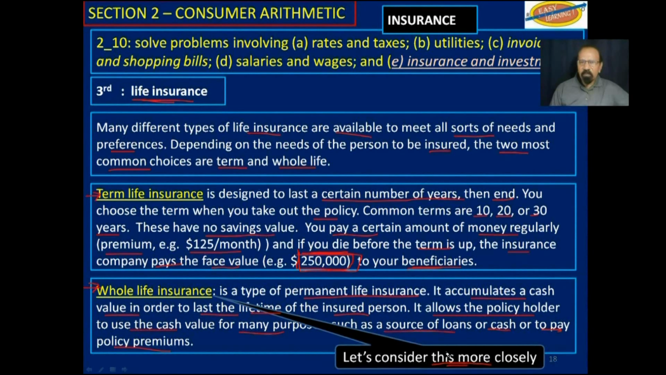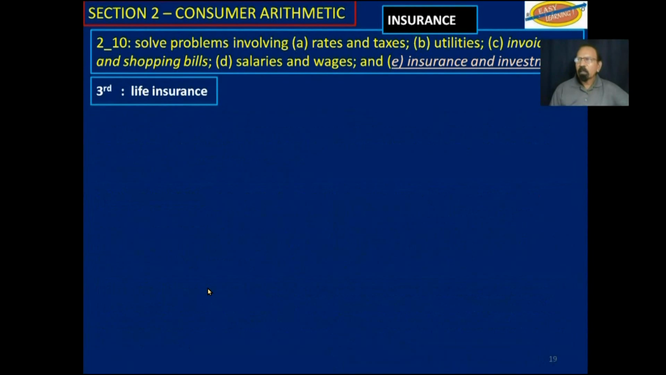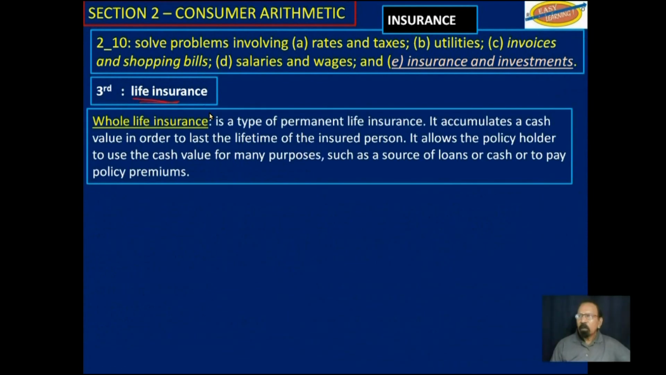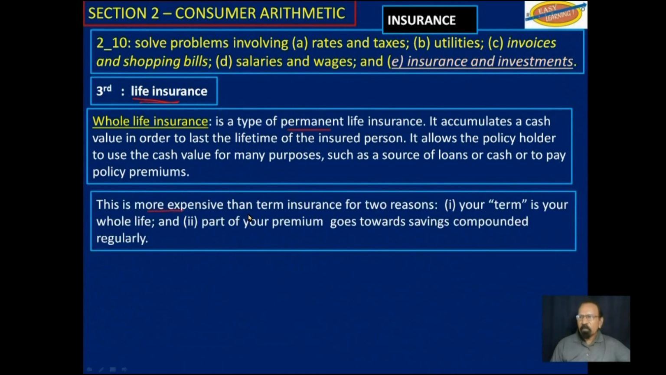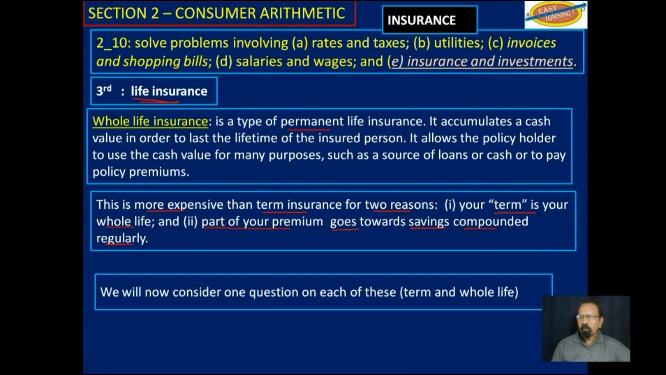So let's consider this a little closer. Whole life insurance is a type of permanent life insurance, as we said before. Now, it is more expensive than term insurance for two reasons. Your term is your whole life, and secondly, part of your premium goes towards savings compounded regularly. We will now consider one question on each of these, that is, term and whole life. Term insurance.